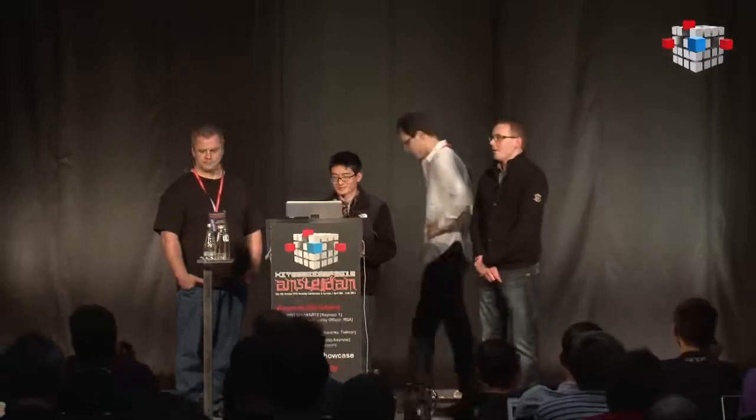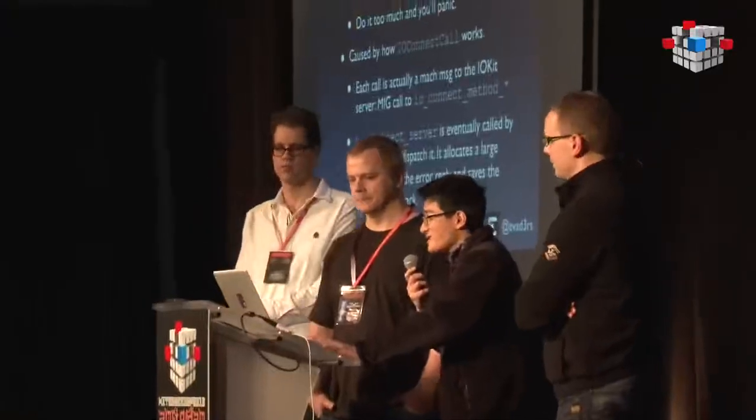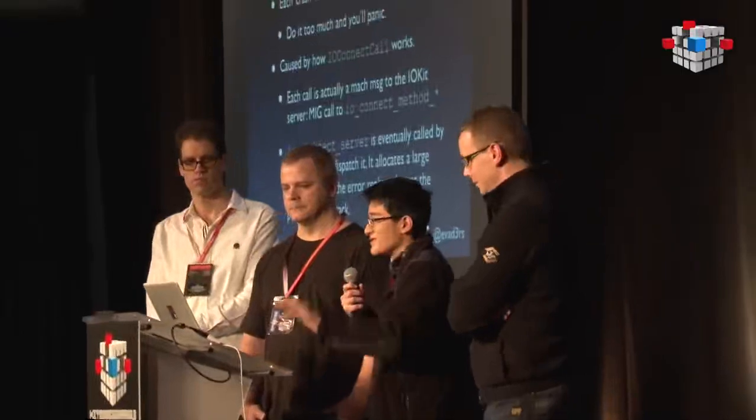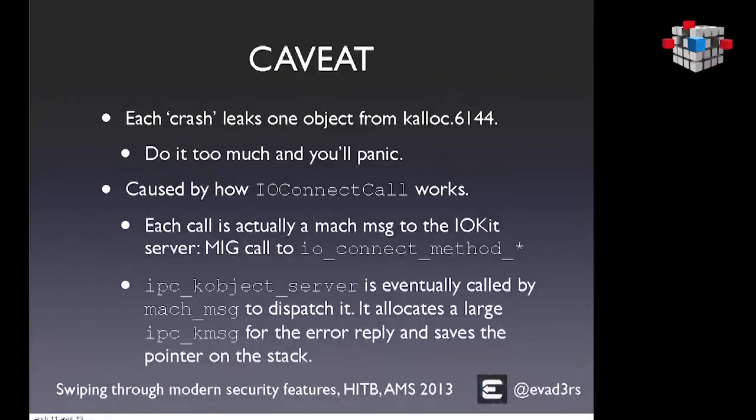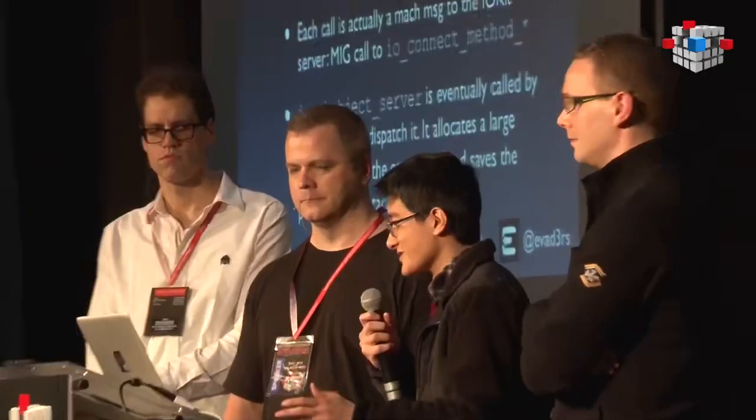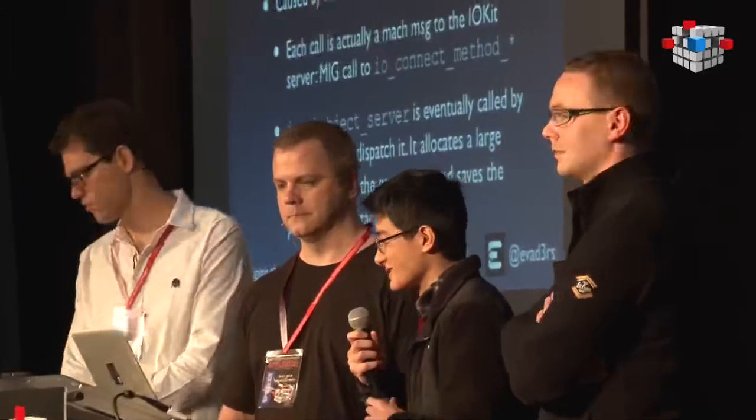David, would you like to continue further with the caveat? Yeah, sure. We can talk a little bit about some details of this thing. Unfortunately for this method of the exception handler, due to how IOConnectCall works, it always leaks 6,144 bits every time you do it. So you can't do it too much. You have to use it to leverage finding better primitives, gadgets for better primitives later on.